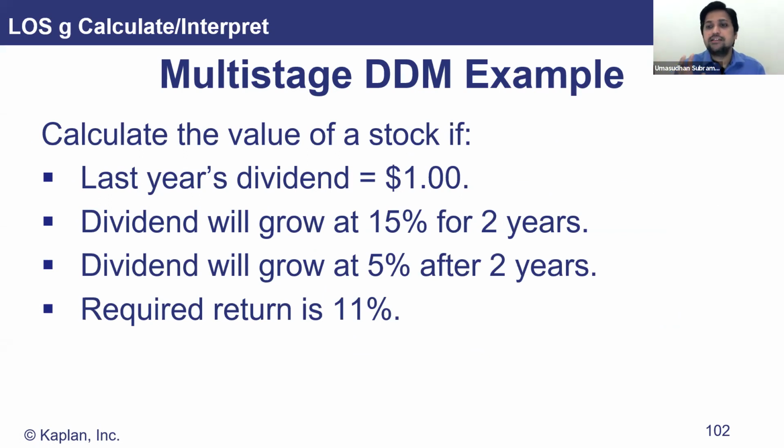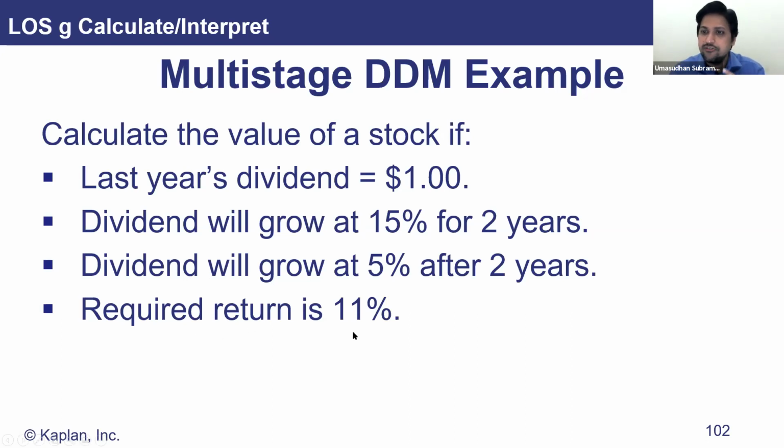So in that case, how do you calculate the intrinsic value of a stock based on the dividend growth model is what we are actually going to look at. In this case, the company paid last year's dividend of $1. Dividend will grow at 15% for 2 years. Dividend will grow at 5% after 2 years to infinity, and the rate of growth is 11%.